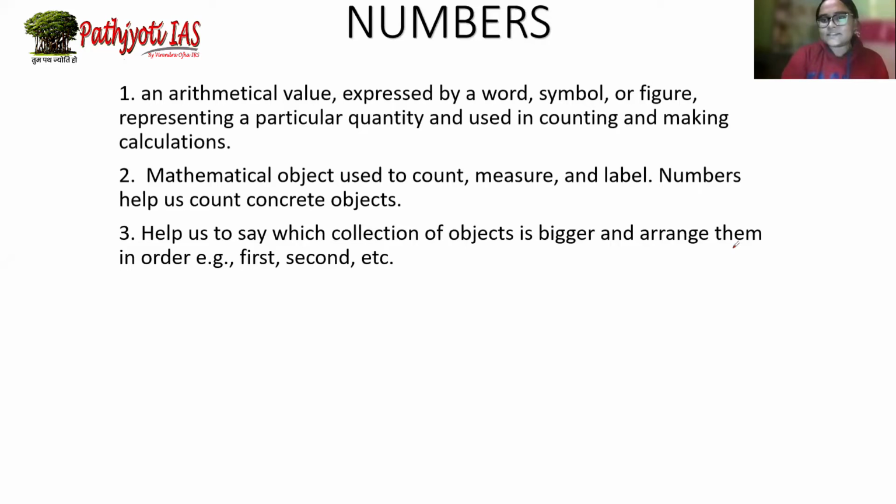So the literal meaning of numbers, as I find from the dictionary or Google, is arithmetic, which can be expressed in words, symbols, figures, right? And thereafter, to represent any particular quantity of any object as well. Apart from that, as Mr. Thakur and Sejal mentioned, we use it for counting and to make calculations, right? And then mathematical objects are basically used to measure or label or to understand concrete objects, to count concrete objects.